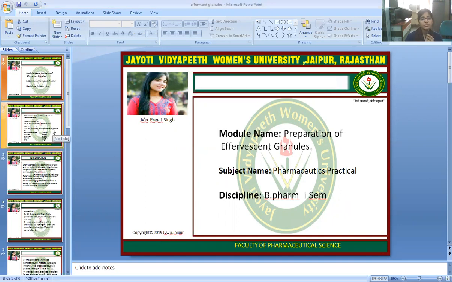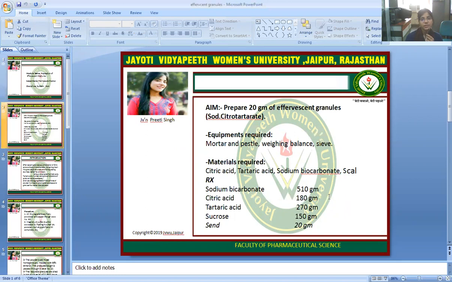So, what are effervescent granules? Effervescent granules are related to evolved CO2. For example, ENO is an example of effervescent granules, because when we put ENO in water, a gas evolves from it. This gas is CO2. The evolution of CO2 is what we call effervescent granules.